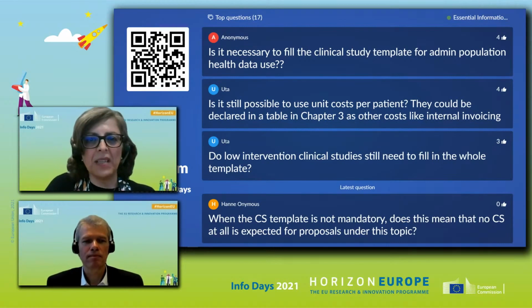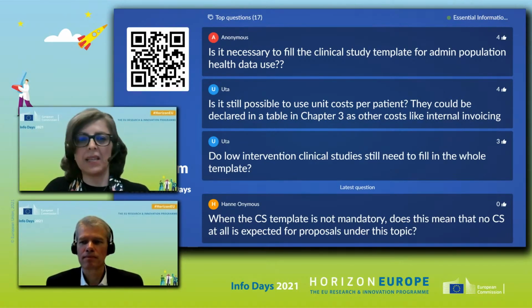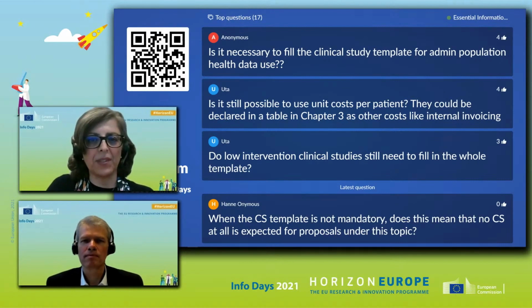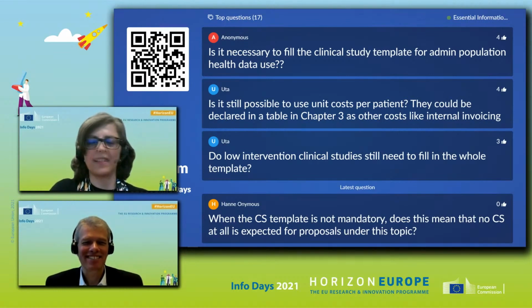Thank you, Laszlo. I think we can take the one probably just after. Is it possible to use unit costs for patients? They could be declared in a table in Chapter 3 as other costs like internal invoicing. Or this is probably still very budgetary, so we probably move to the other one. That is, do low intervention clinical studies still need to fill in the whole template?